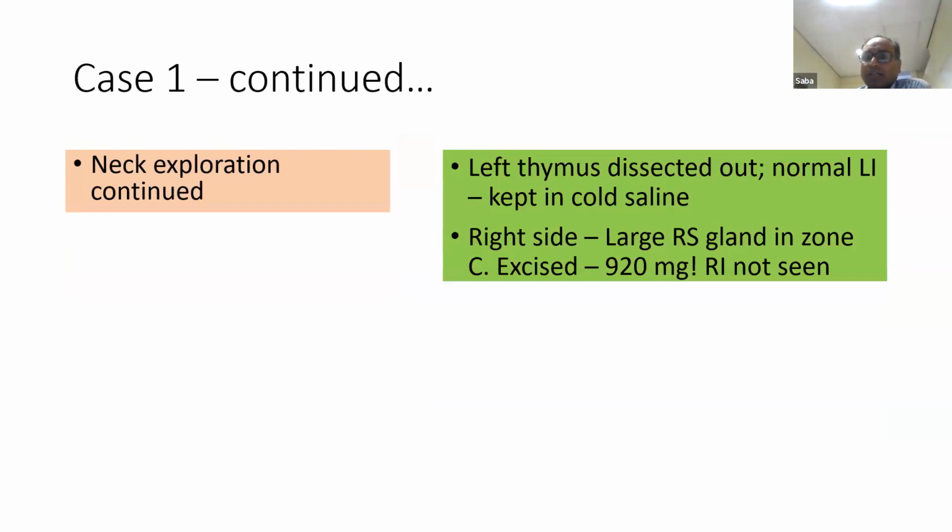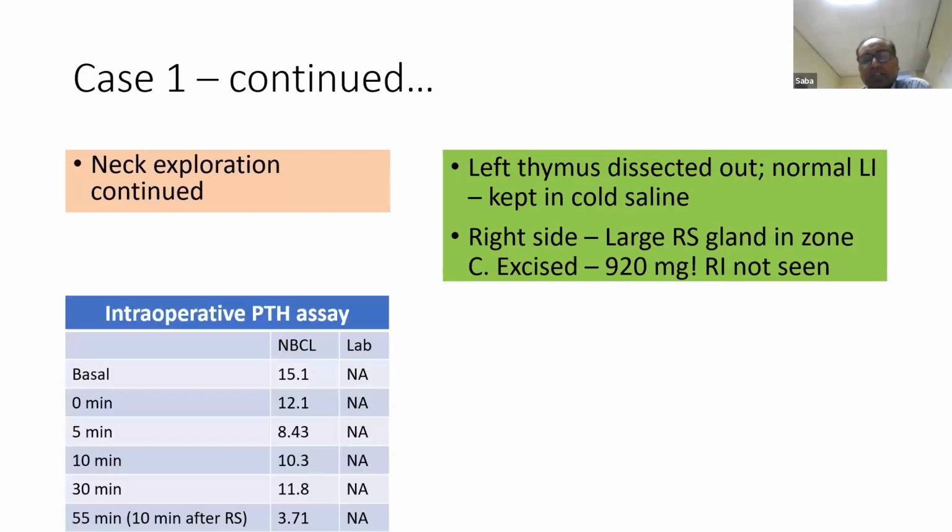Went into the right side, found a large superior gland in zone C, which is paraesophageal, excised it, 920 milligrams, even larger than the big gland on the left side, and I couldn't really see the right inferior. So we then did another PTH, waited 10 minutes after the right superior, did a PTH, and it dropped to 3.71. Are we happy? Happy to stop at this stage? Yeah, I think so. Yes, yes, I think so.